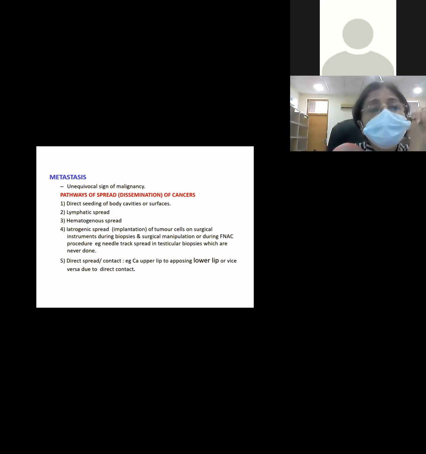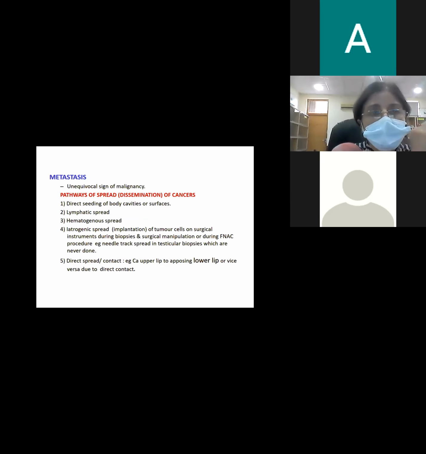So metastasis is the unequivocal sign of malignancy. एक दफा किसी ट्यूमर के metastasis हो जाए, it means that for all practical purposes, it is a malignant lesion, it is a cancer. So the hallmark of malignancy is metastasis. अब how do we define metastasis? Metastasis की definition है, ये हमने कल I think पढ़ी थी, या maybe I think the slide got skipped.